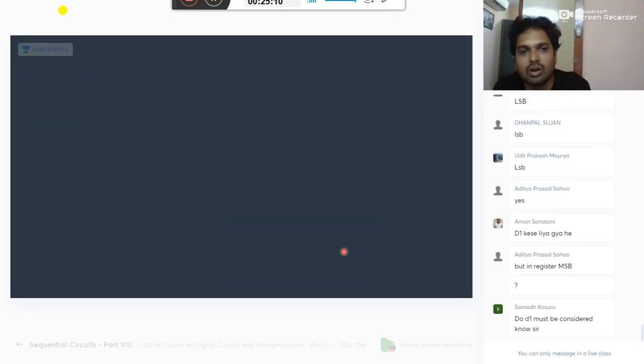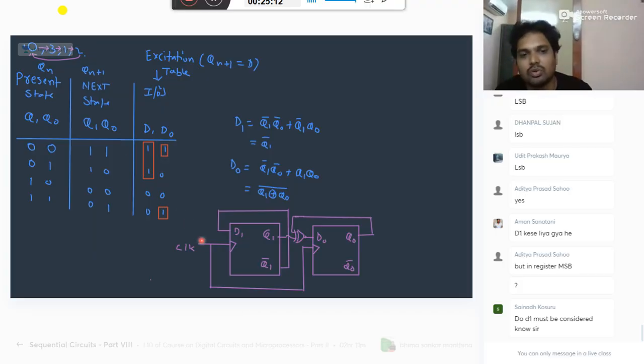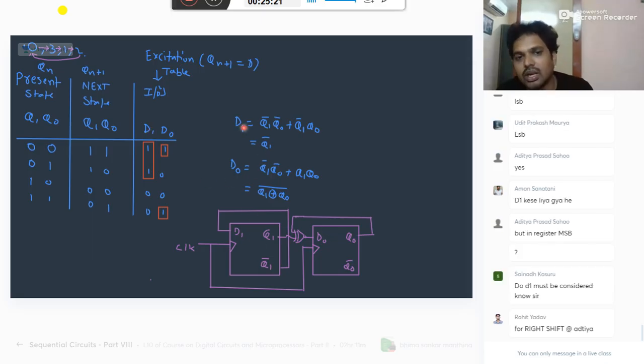Here you apply the clock to both of them. Here, don't worry about which one is LSB and which one is MSB. That is according to the figure; D1 may be MSB and D0 is LSB. You can draw it reversed also, no problem. D1 should get Q1 bar, D0 should get the exclusive NOR operation of Q1, Q0. That's all.